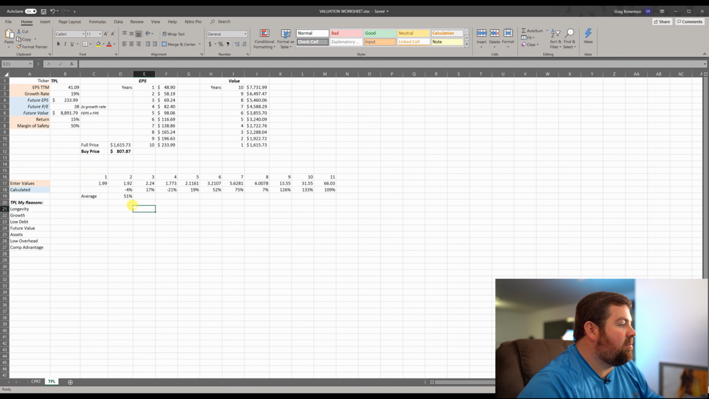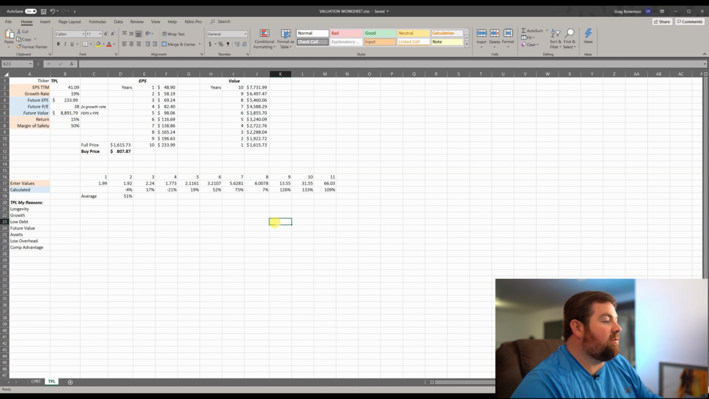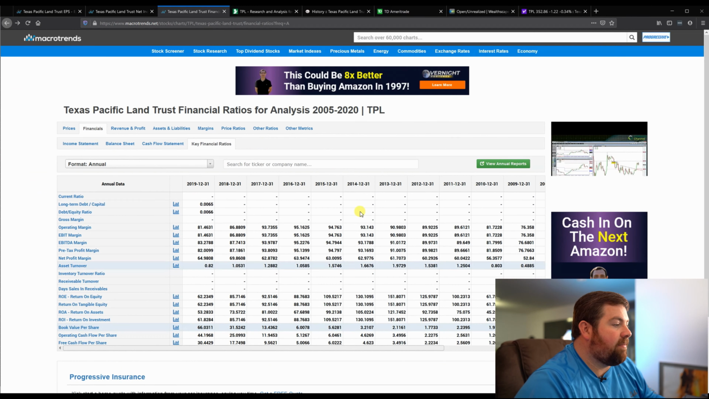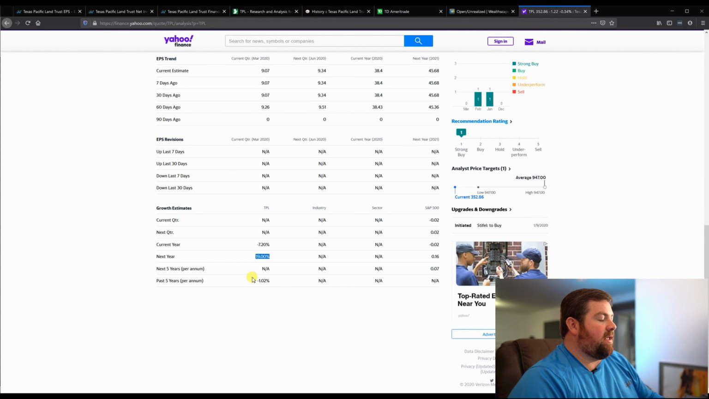And you can see I came up with 51%. That's obviously ultra aggressive. I don't know that we could, just because they did this the last 3 years, that's really cool, but I don't know that we could anticipate that they would be able to sustain that kind of growth. So I'm going to usually use 19, the one from Yahoo, where it just says the growth rate for the next year that the analysts are predicting.